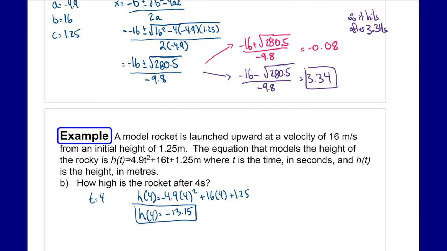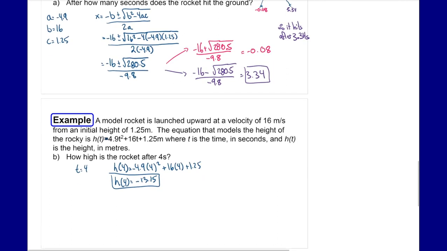But the main idea is just if we're trying to find the height after a specific time, we just plug that value into the equation for t and then solve. And again, don't forget we have a minus there, it's minus 4.9.